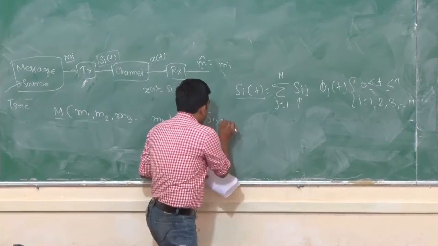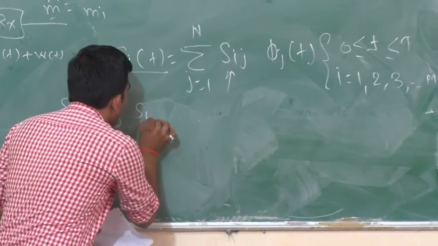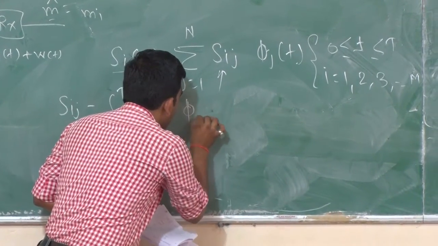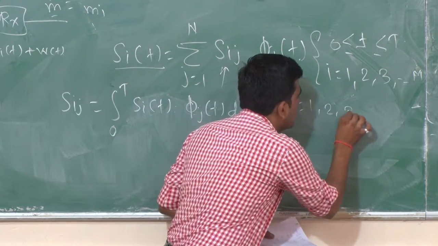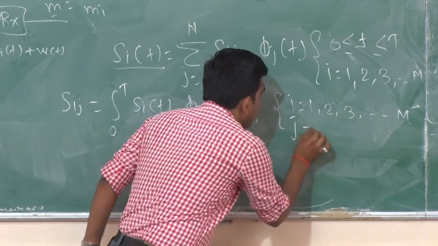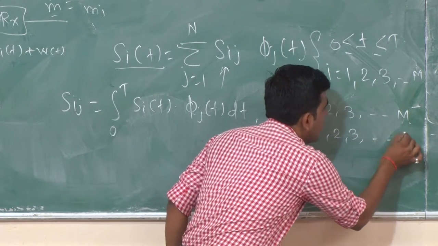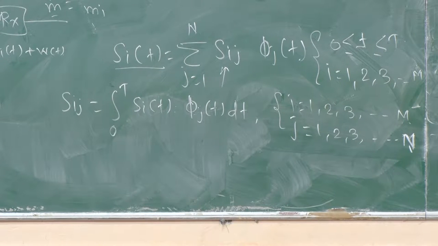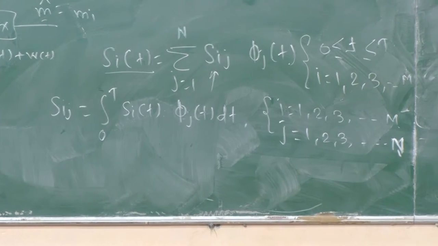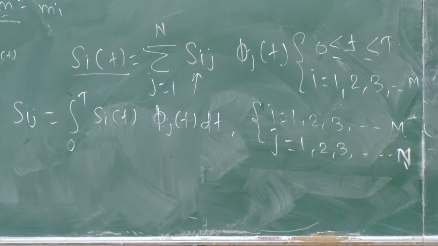This coefficient Sij is equal to integration over 0 to T of Si of t into phi j of t dt, where i is ranging between 1, 2, 3 up to capital M, and j is ranging between 1, 2, 3 up to capital N. Sij is nothing but a coefficient, or we can say it is the projection of the ith signal on the jth basis function. So here i is ranging from 1, 2, 3 up to M.